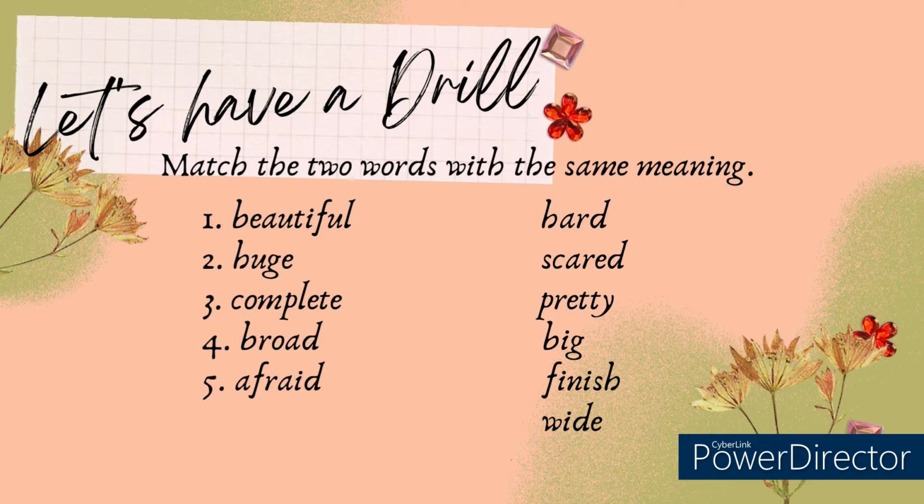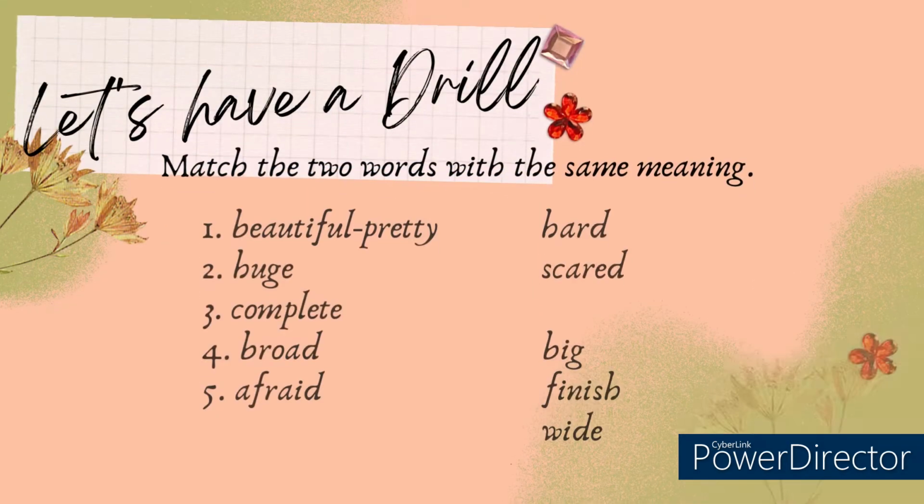Match the two words with the same meaning. Number 1, beautiful. Number 2, huge. Number 3, complete. Number 4, broad. Number 5, afraid. Get your pen and paper to answer the following. Let's check your answers. Check your own work and be honest.